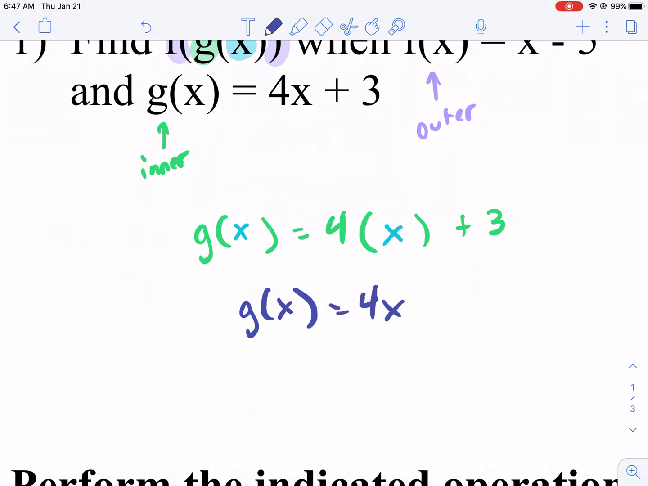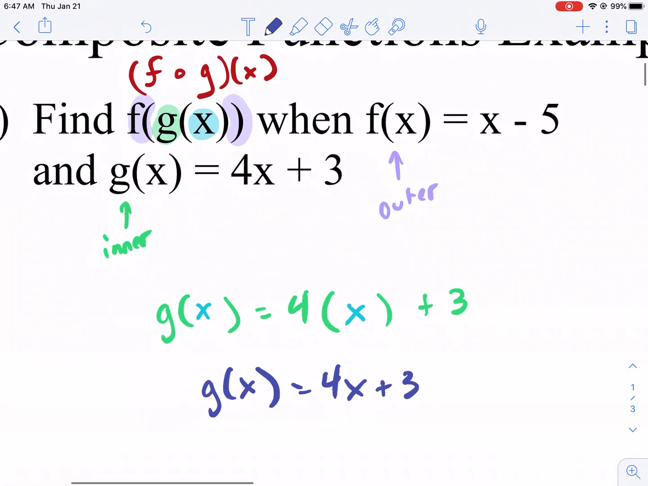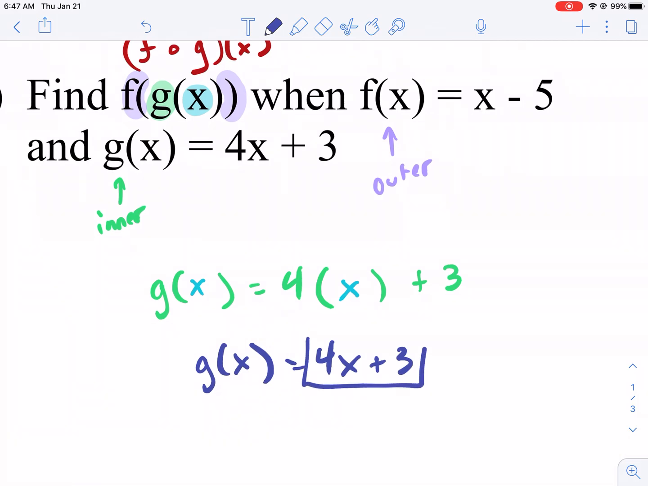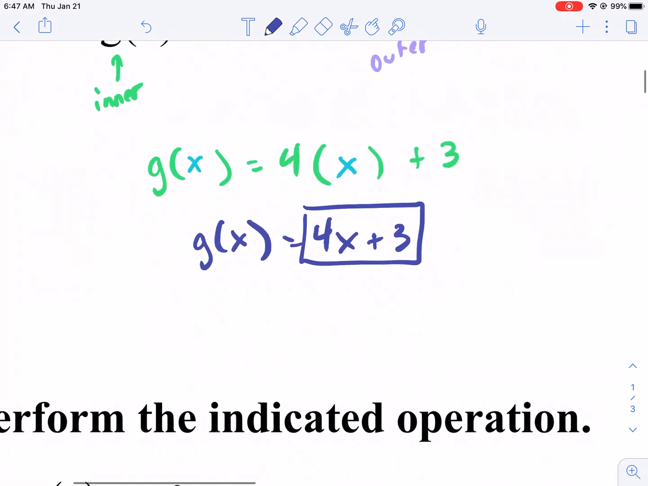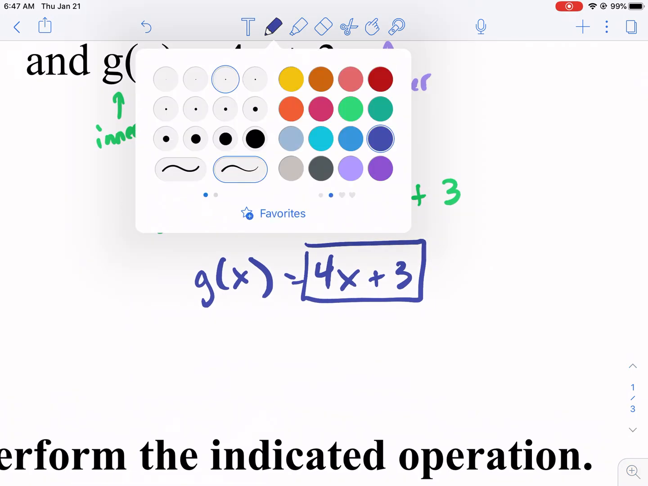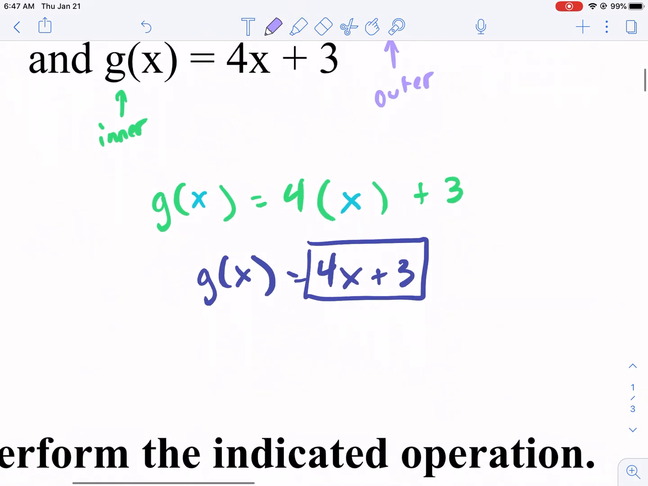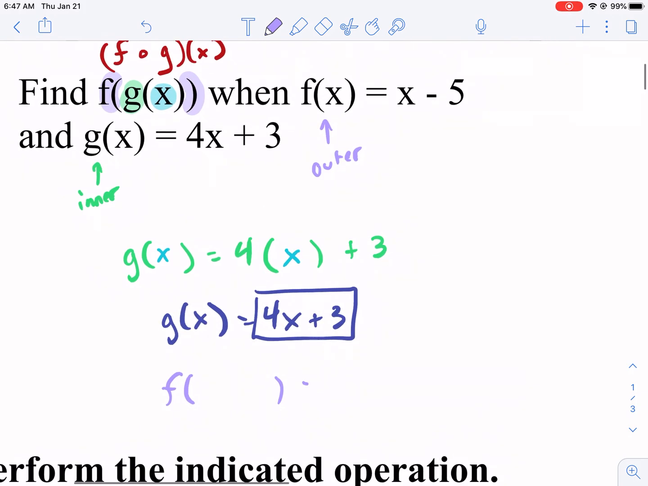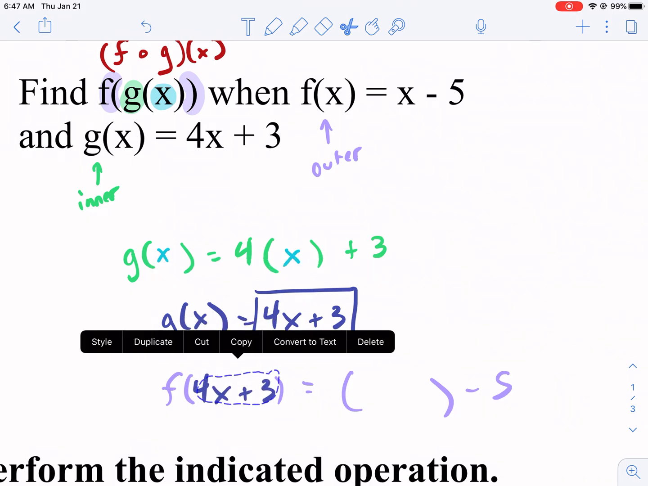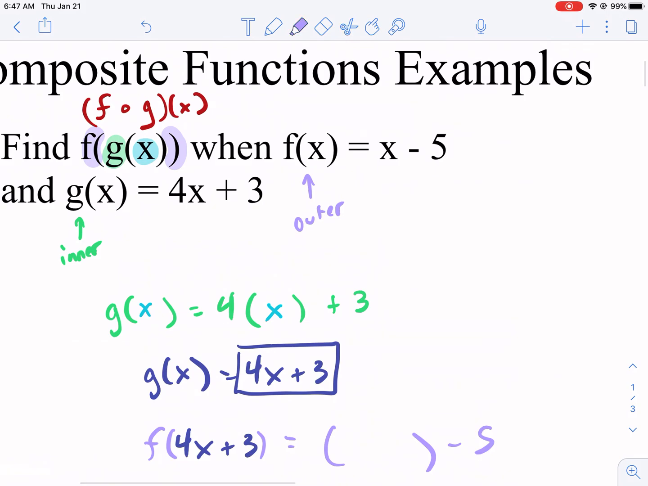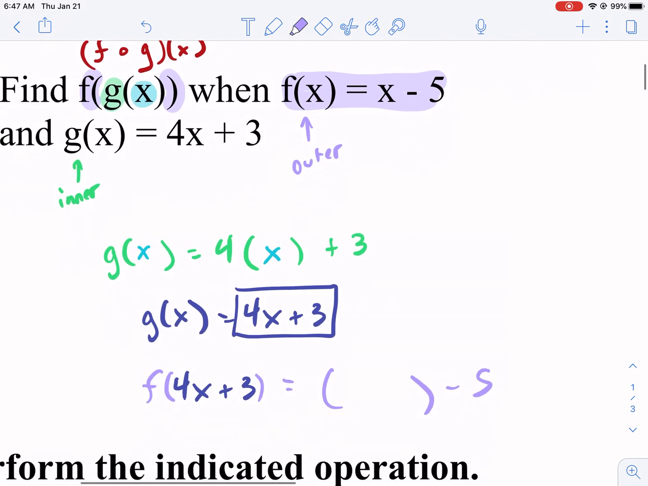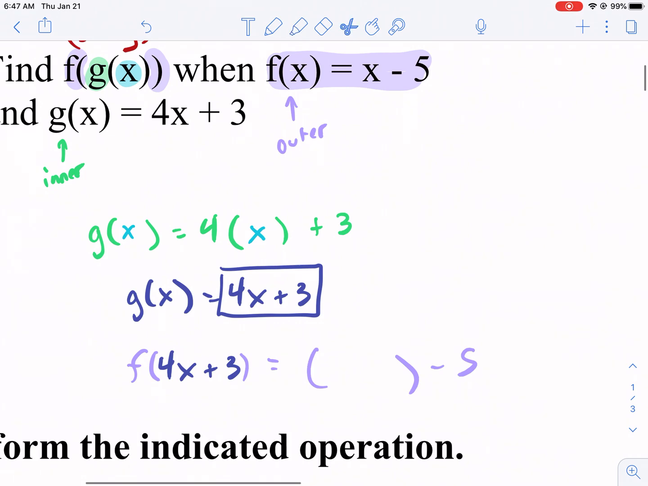The hard part is once you have to plug this in to our next function. Remember, we're going to take this and we essentially substitute it. That's a way to think of this, is substitution. We're going to substitute it into f of x. So f of, now this is where we have our blank, equals blank minus 5. This is where we take our 4x plus 3. We're going to take that whole thing, and that's what we're inputting into our f of x. Remember, this is our outer function. Okay, so that's our second step, is inputting it into our outer function.